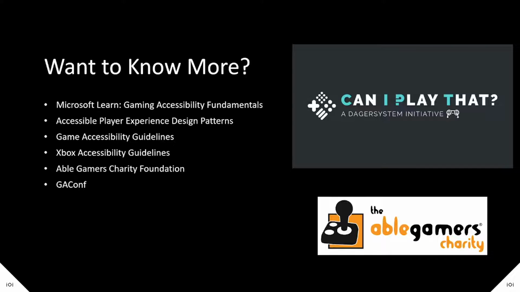The Able Gamers Charity Foundation also has a lot of information about accessibility and disabilities, so it's a really great place. And then the GA conference, which I think was the US one, was just the past couple of days, and has a lot of great talks from lots of games companies about what they've been doing with accessibility. If you want to know more, I definitely recommend watching those past conferences.